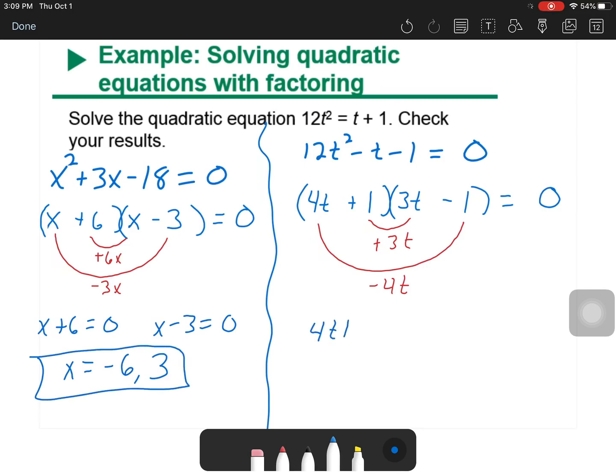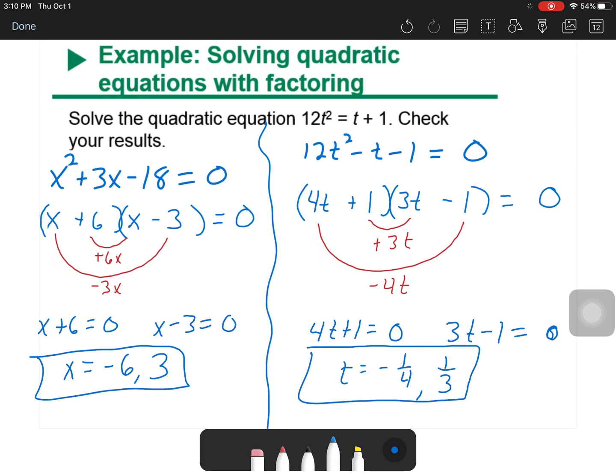Over here, 4t plus 1 equals 0, and 3t minus 1 equals 0. So then I would subtract 1 and divide by 4, t equals negative 1/4 for that piece. And over here, add 1 and divide by 3. So I would get positive 1/3.